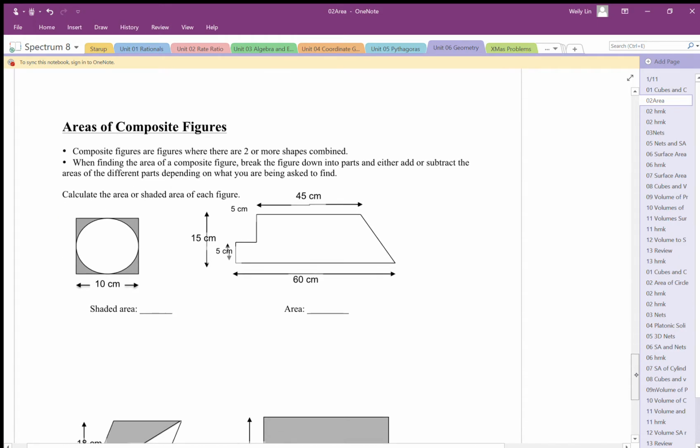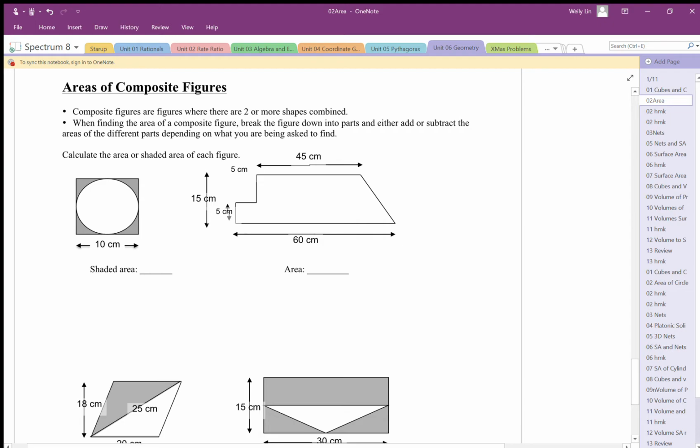Okay, moving on to the last ones here. These are composite figures. These ones I kind of want you to do on your own. So pause the video first, and then come do these on your own and come back to them and check the answers.